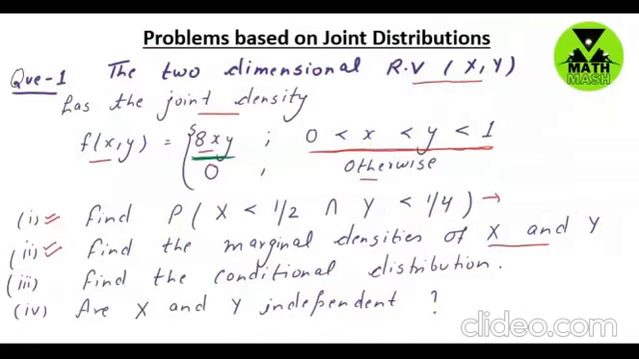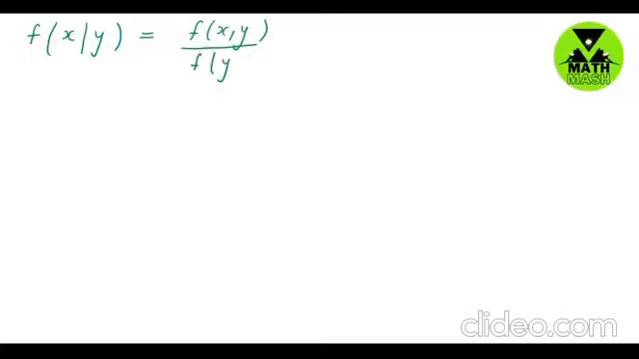Now coming to the next part, that is, find the conditional distribution. It is not mentioned whether it is the conditional distribution of x given y or of y given x, so we'll find the conditional distribution for both cases. If we are finding the conditional distribution of x given y, this is nothing but f of x comma y, the joint function of x and y, divided by f of y, the marginal density of y, since y is given.